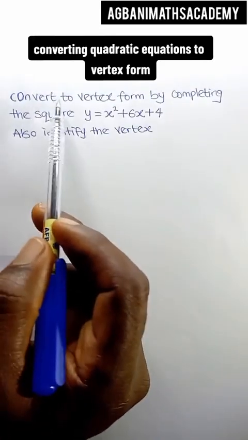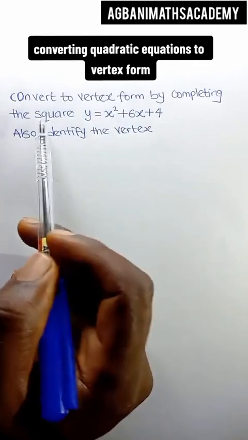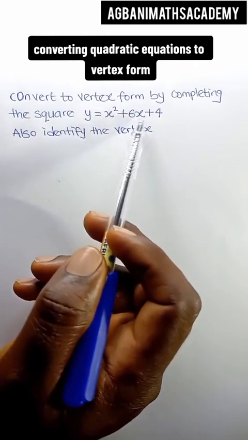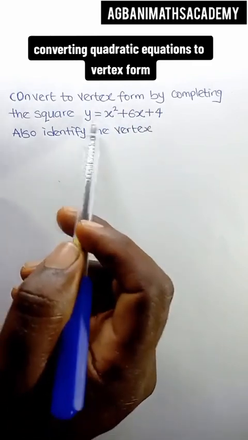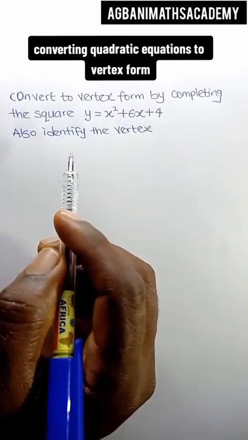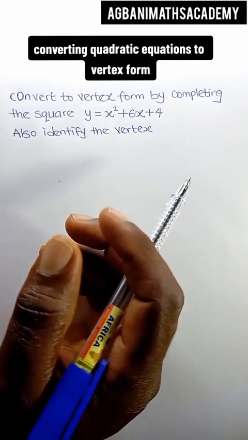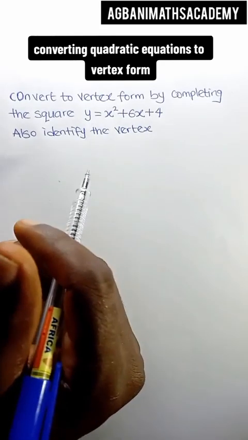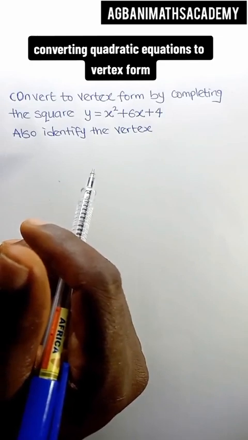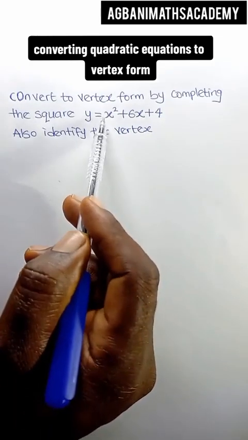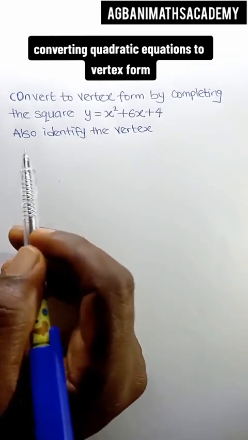We are told to convert to vertex form by completing the square y is equal to x squared plus 6x plus 4. So what we have here is a quadratic equation. But quadratic equation can be written in two forms. Quadratic equation can be written in standard form, and quadratic equation can also be written in vertex form. So let's see how to convert from standard form, which we have here, to vertex form.